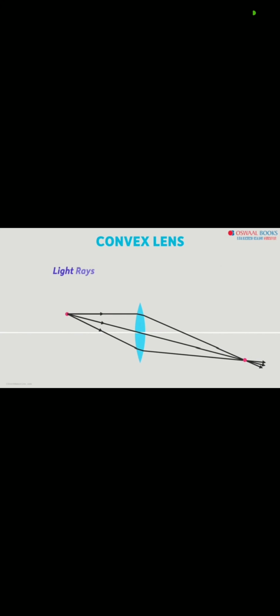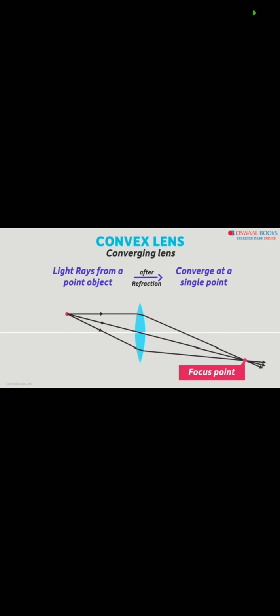Convex lens bends the light rays from a point object in such a way that after refraction, all these rays converge at a single point. And this is the point where the image of the point object is formed. If we were to place a screen here at this location, then the image will be formed on that screen. Since the convex lens converges all the light rays at a single point, we also call it converging lens.